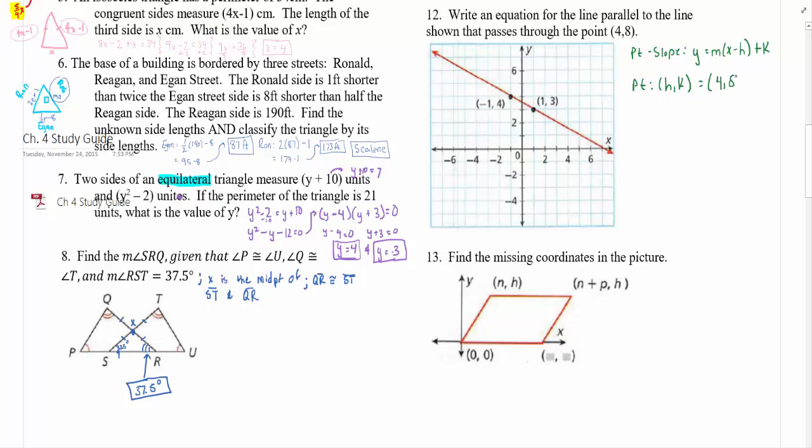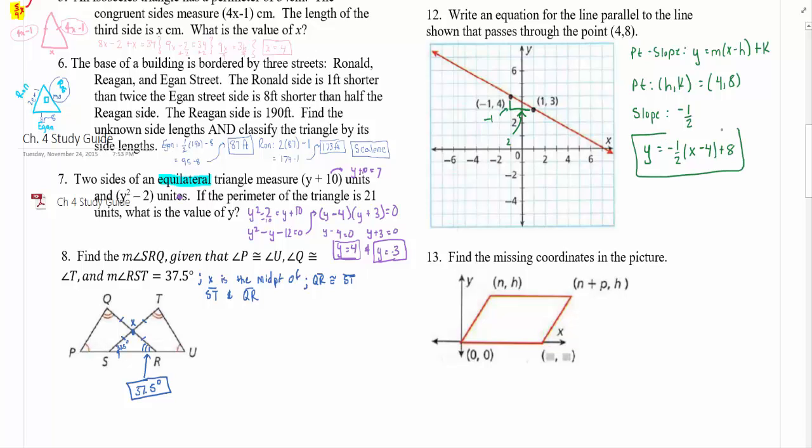They gave it to me. The slope, in this case, I could do my rise and my run. Looks like I'm going from 4 to 3. I'm going to go down 1, so negative 1. And I'm going from negative 1 to 1, so that's right 2. So my slope is negative 1 half. Down 1, right 2, rise over run. And then plug into your point slope form, you get your equation. It's y equals negative 1 half, I'm going to go x minus 4 plus 8.